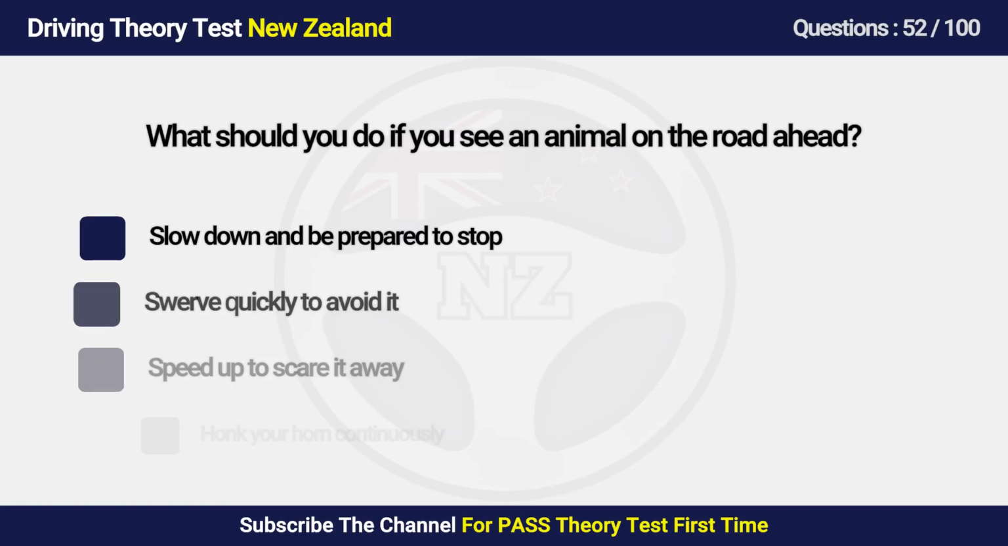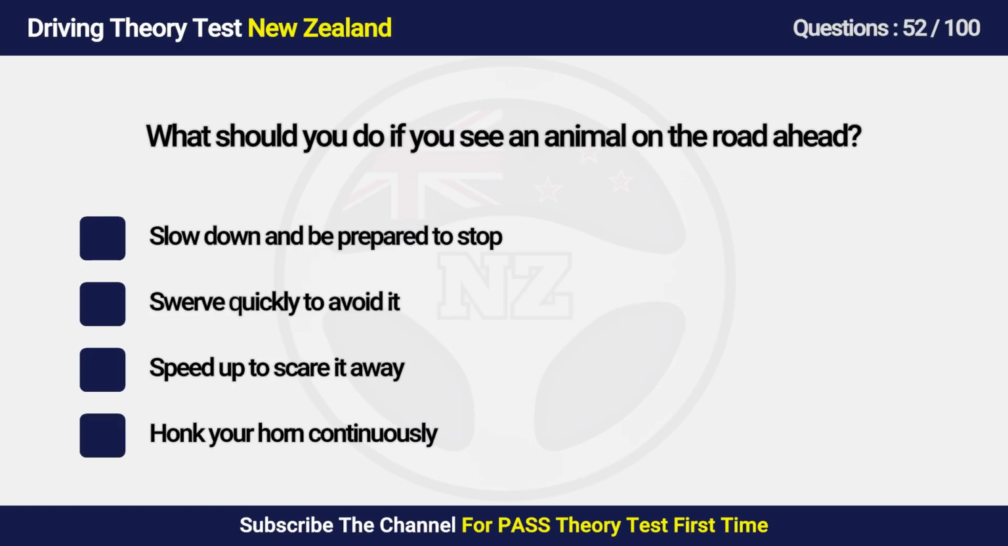Question 52. What should you do if you see an animal on the road ahead? A, slow down and be prepared to stop. B, swerve quickly to avoid it. C, speed up to scare it away. D, honk your horn continuously.